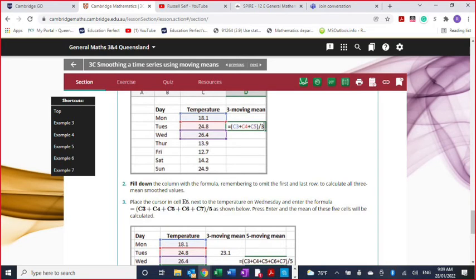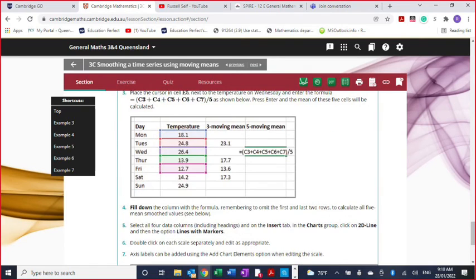Again, not on Sunday because it doesn't have a day beyond it. Not on Monday because it doesn't have a day beyond it. But all of the days in between those that have days either side, you could copy that same formula, and it would give you the moving mean for each one of those days. Same thing for the 5 temperature moving mean, except that you'd have to use 5 values, and of course the first 2 won't have a value, and the last 2 won't have a value.